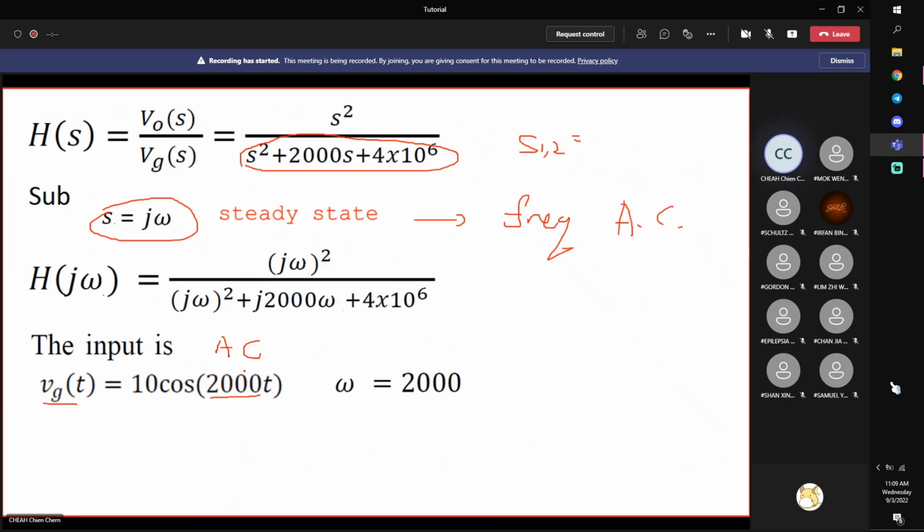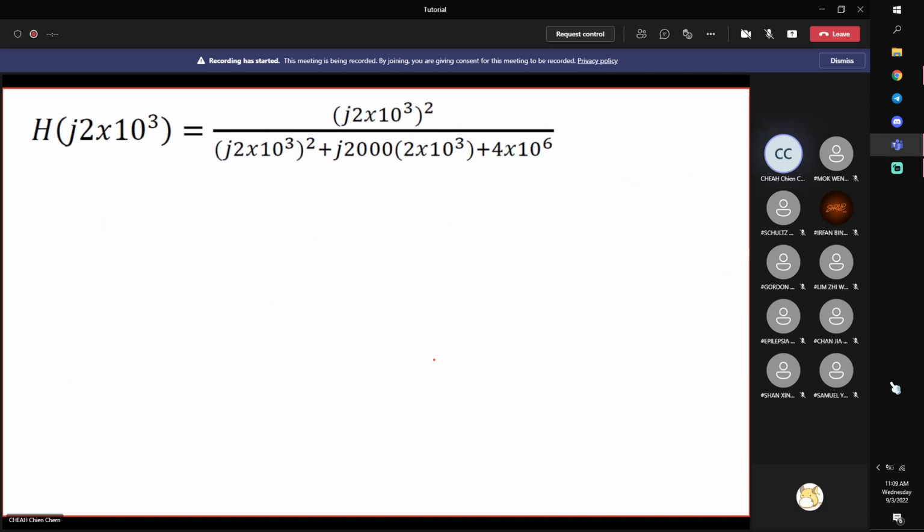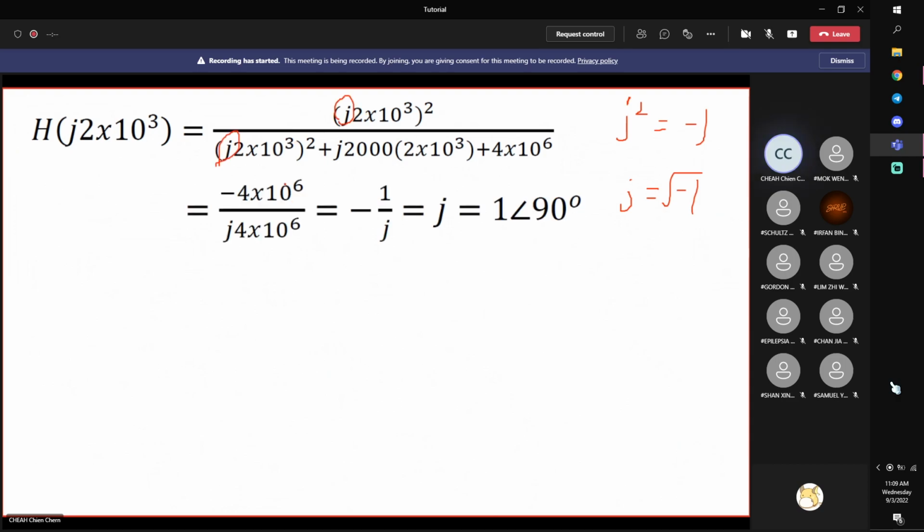Frequency is relating to your source, omega equal to 2000 in this case, right? Given by the problem. So if you put omega equal to 2000 into all these values, then you can get this transfer function at this particular frequency, for AC input. Now next is to take note that J squared is equal to -1. Always remember that because J is defined as the square root of -1, right? So you square it, you get -1, which means that some of this term will become real.